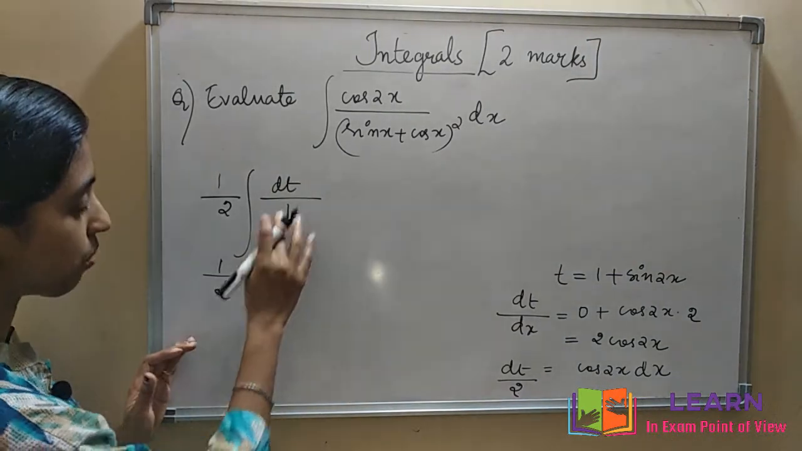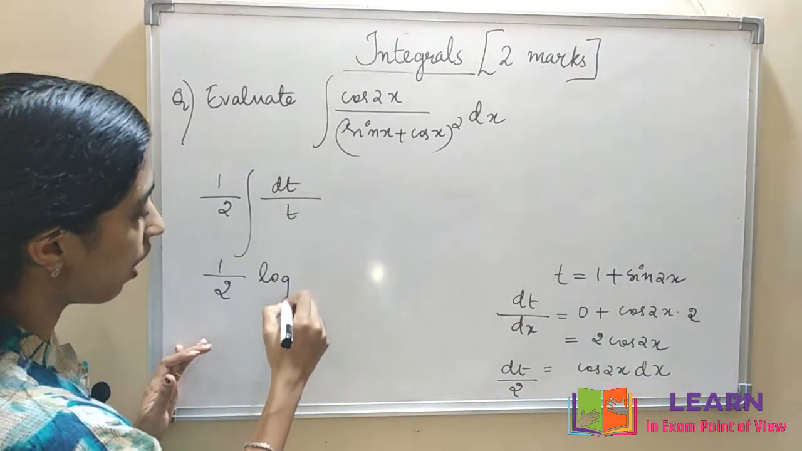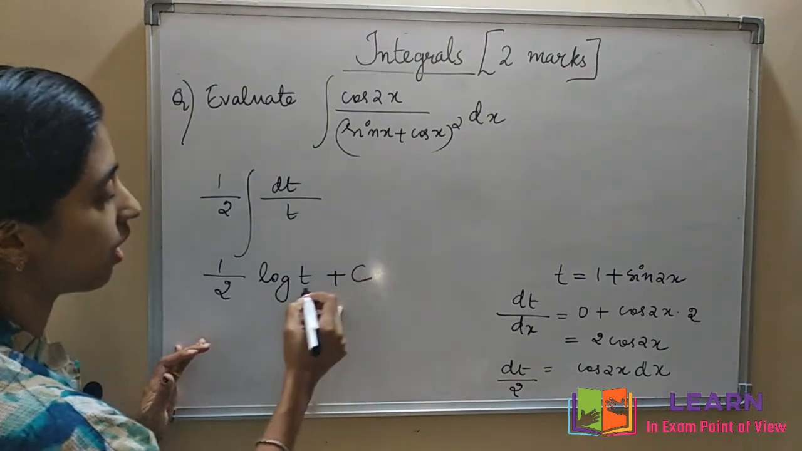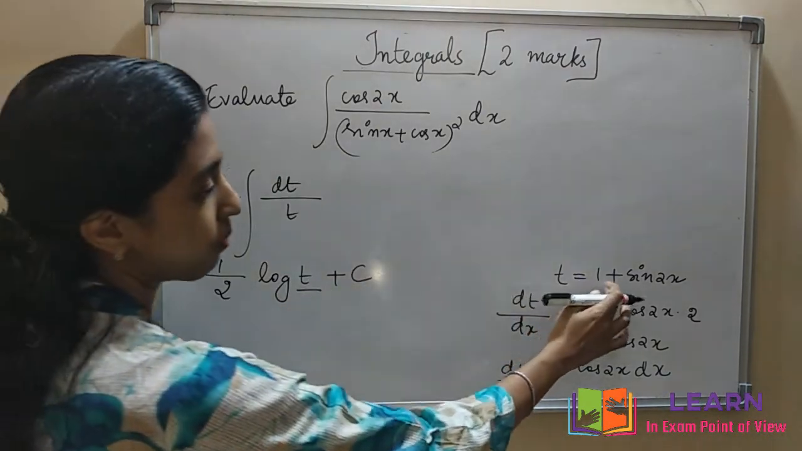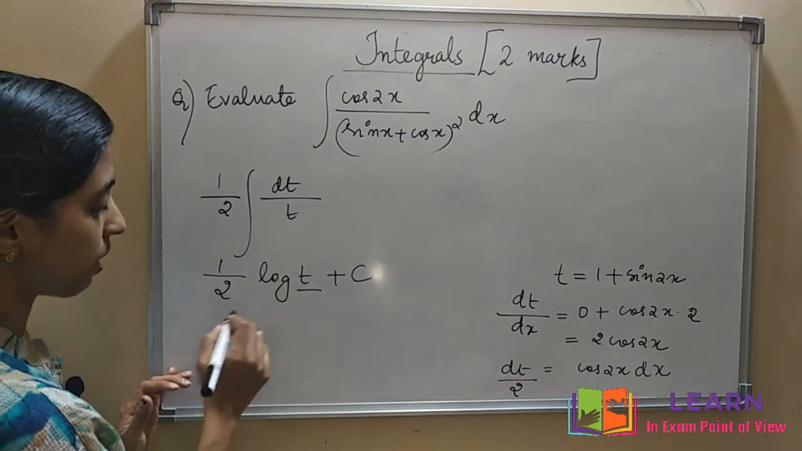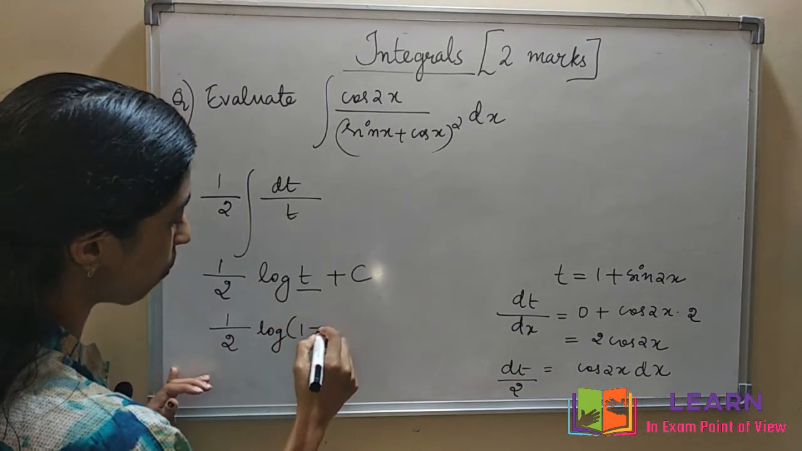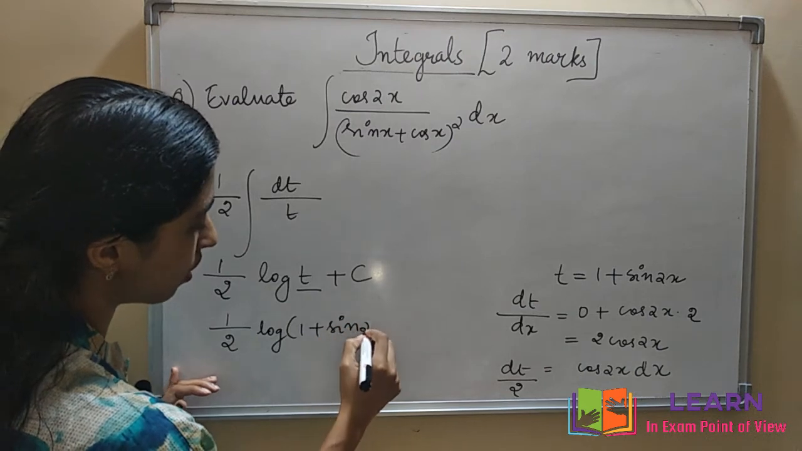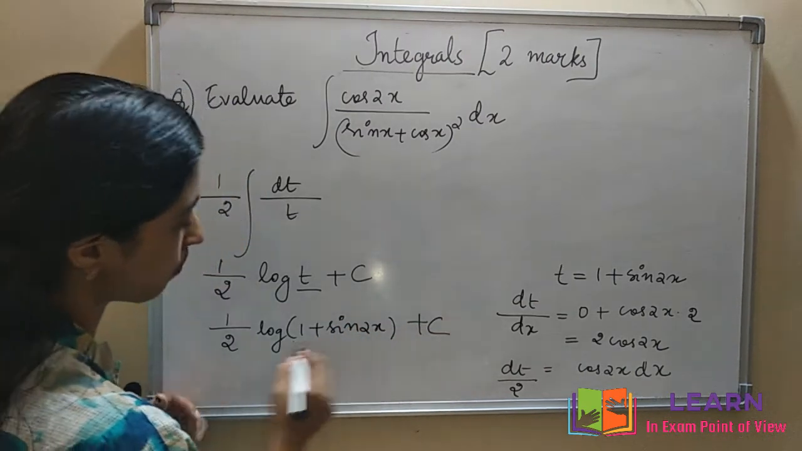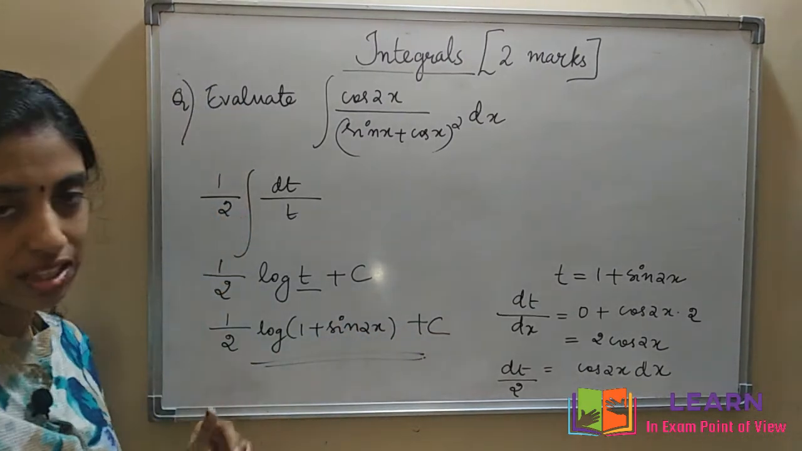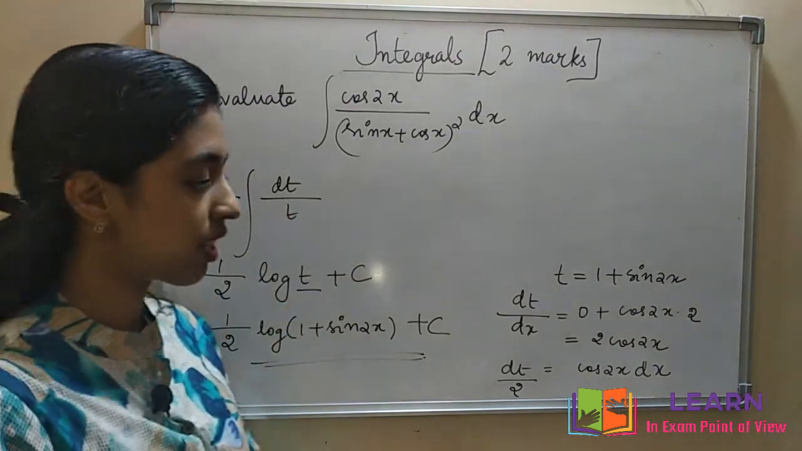Half you can write outside. 1 by t is what? Log t plus c. T is what? 1 plus sin 2x. So half log of 1 plus sin 2x plus c, which is the answer of this question. I think it is clear.